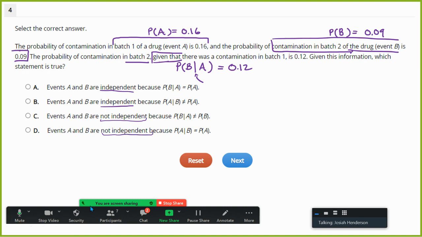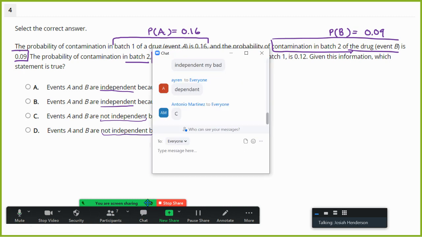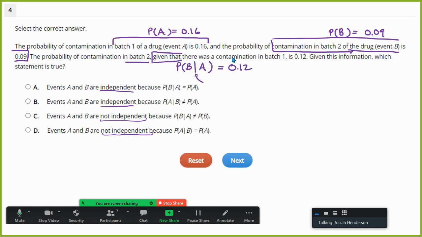In the chat, there's some ideas. Nice. Aaron and Antonio. Okay. So you two both jumped in and said they're dependent cases. I think you're probably right. Let's go through this. Let me write this out. This is my thought process, and it's what your thought process should be going through too.